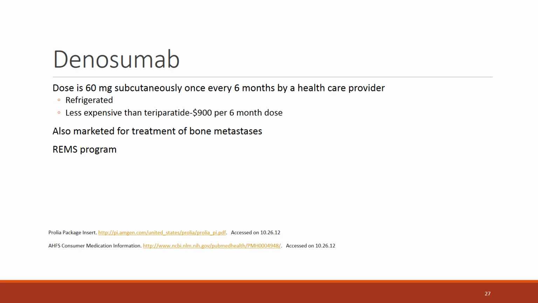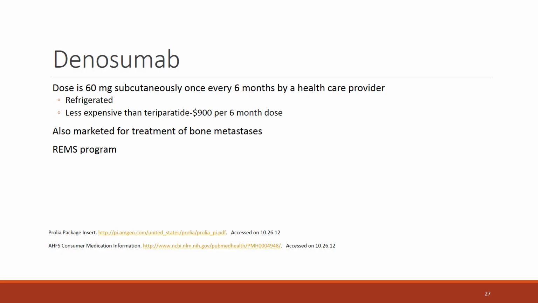So it's about $900 for that one dose, so about $1,800 for the year. Again, much more expensive than your bisphosphonates, but it's a twice-a-year dose. Patients may prefer that if they have a lot of esophageal problems. It's also marketed under a different brand name for the treatment of bone metastases. So it's Prolia for osteoporosis, but it's Xgeva for the treatment of bone metastases. So just be aware of that.